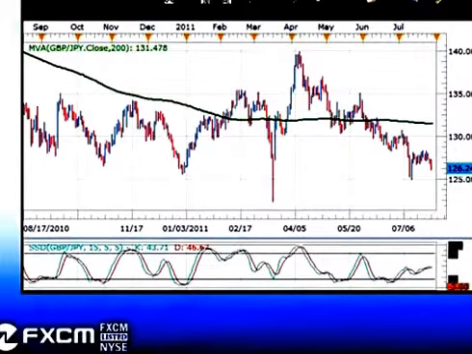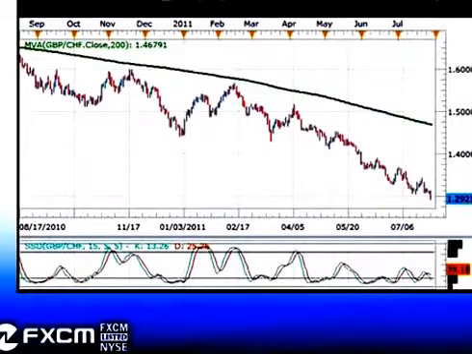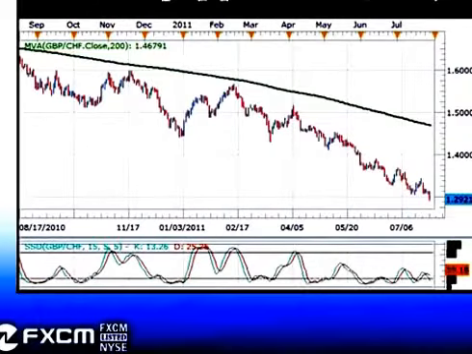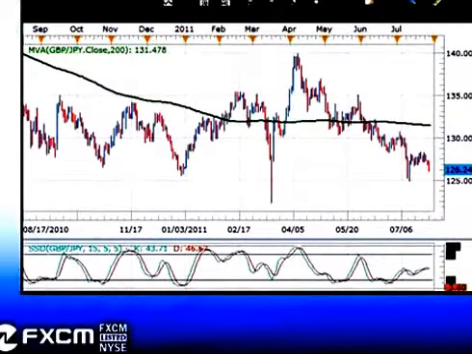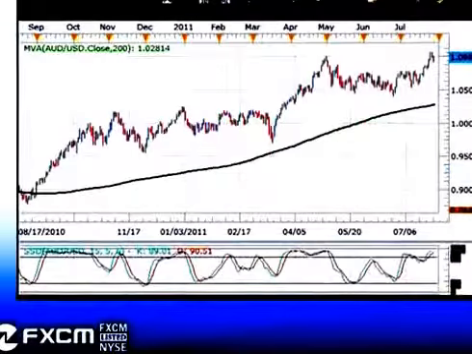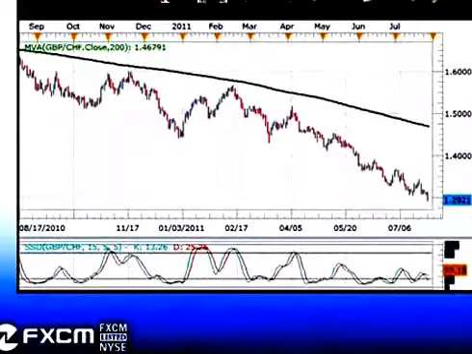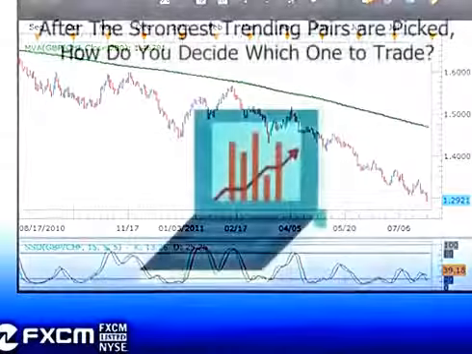I was seeing if there was one with the dollar Swiss there. There's the pound Swissy. Okay, and this pound Swiss daily chart, that trend is better than that one. And in my opinion, the pound Swiss to the downside is better than that trend too. See the difference? See the smoothness of it? It's smoother. Now, after the strongest trending pairs are picked, how do we decide which one to trade?